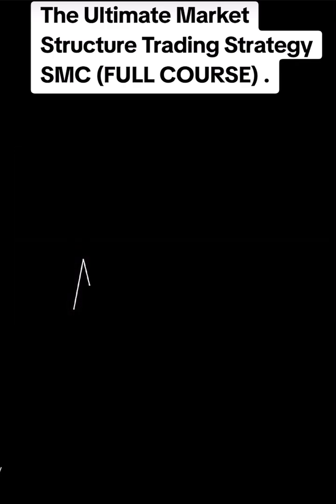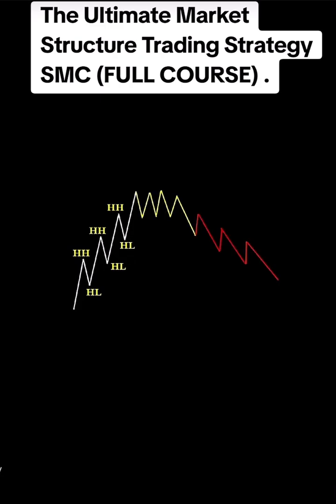An uptrend is when price keeps making higher highs and higher lows. Think of it like climbing a staircase. Each step higher shows that buyers are in control, pushing the market up. The logic behind this is simple. Demand outweighs supply. Buyers are willing to pay higher prices, and sellers aren't strong enough to stop them.